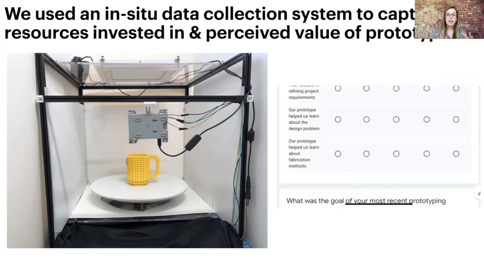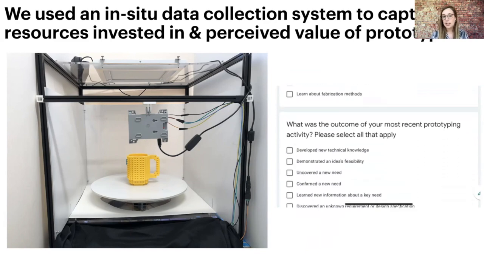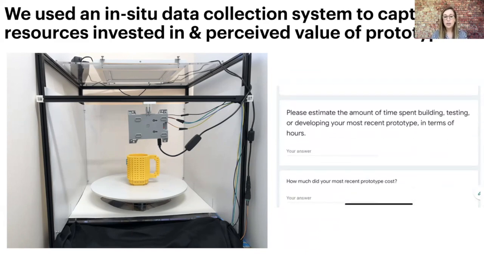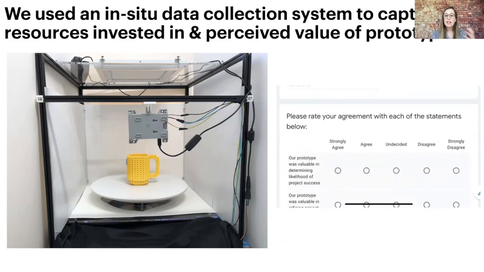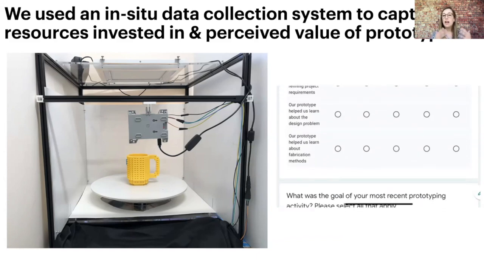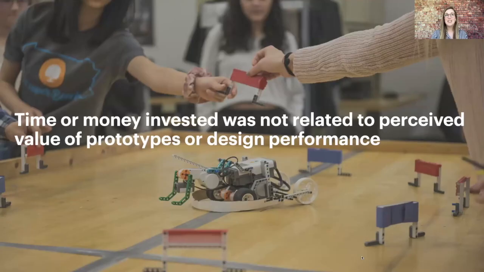So for the current study, we collected data from about 69 total design teams in a junior level mechanical engineering design course over 2 different semesters. And we analyzed this data with respect to the research questions, and what we found really surprised us. Our first finding was very interesting, which was that the time or money invested was actually not at all related to the design performance or to the team's perceived value of that design. Even though they might have spent a lot of money or invested a lot of time, the team didn't necessarily link that, right?